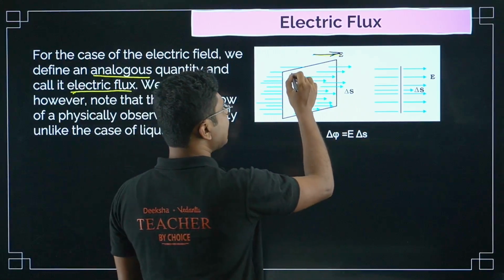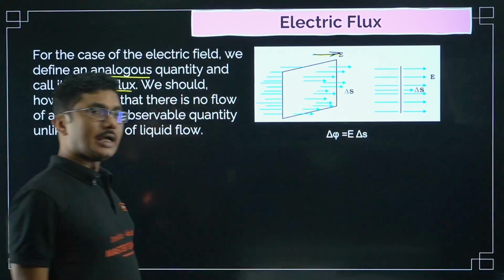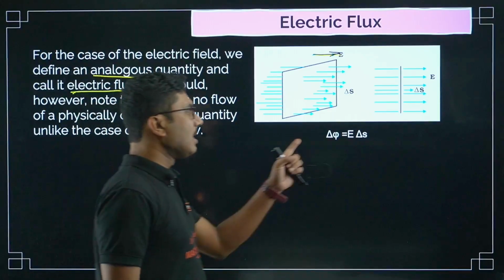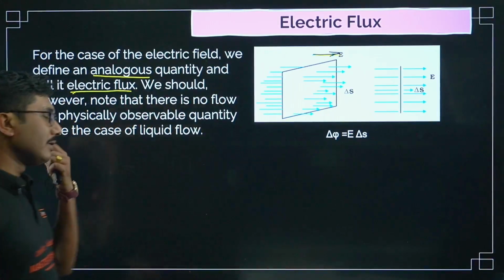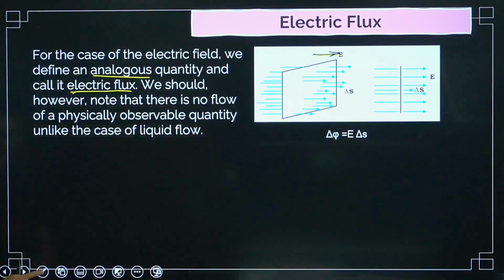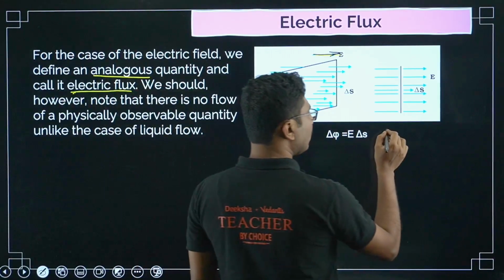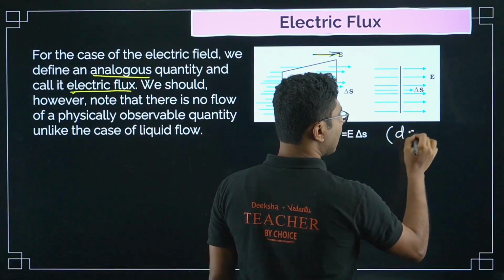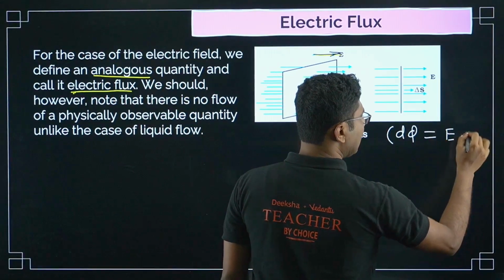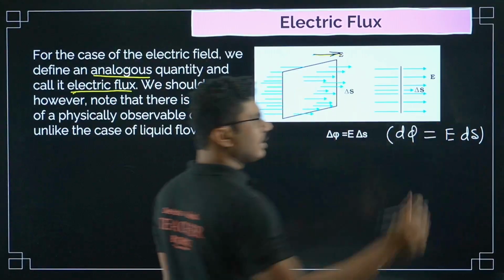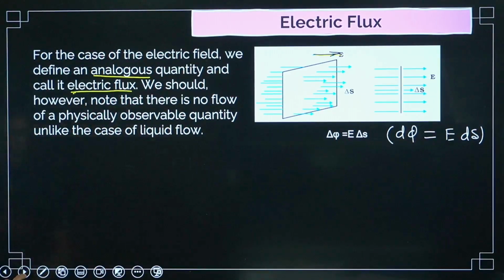Surface area is the same, and if they are normal, then the electric flux is given by delta phi or d phi. Sometimes we write it in differential form as d phi as well, equals E into delta S. So in terms of differential, we can write d phi equals E ds. Both notations are fine, right? Now let's move on to the next.